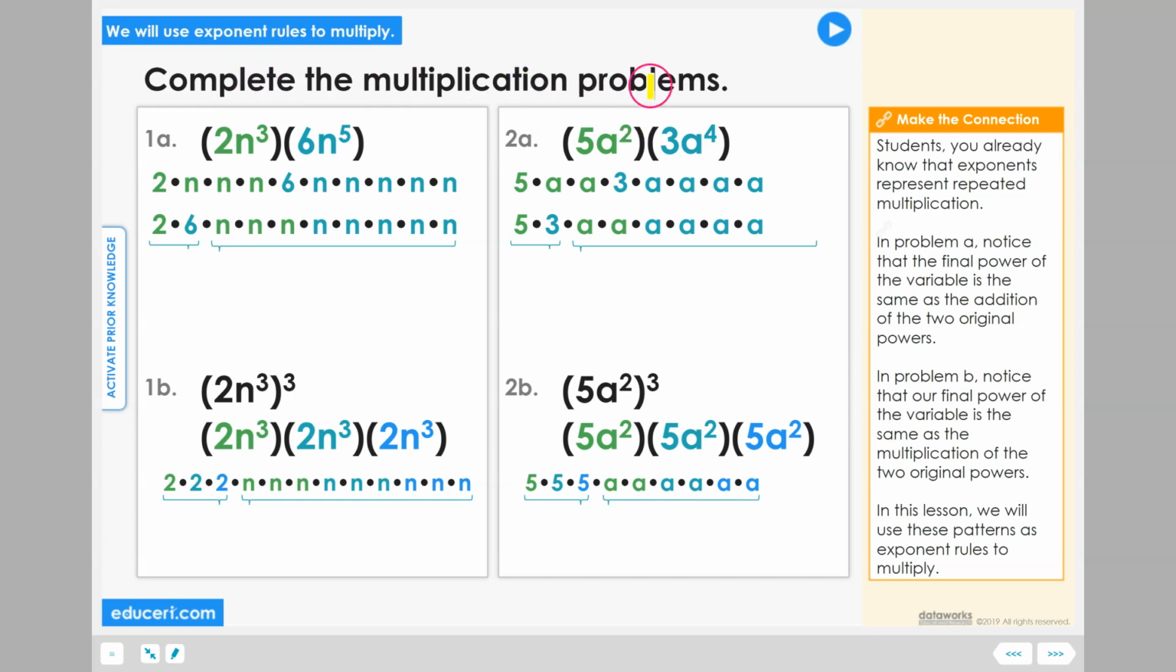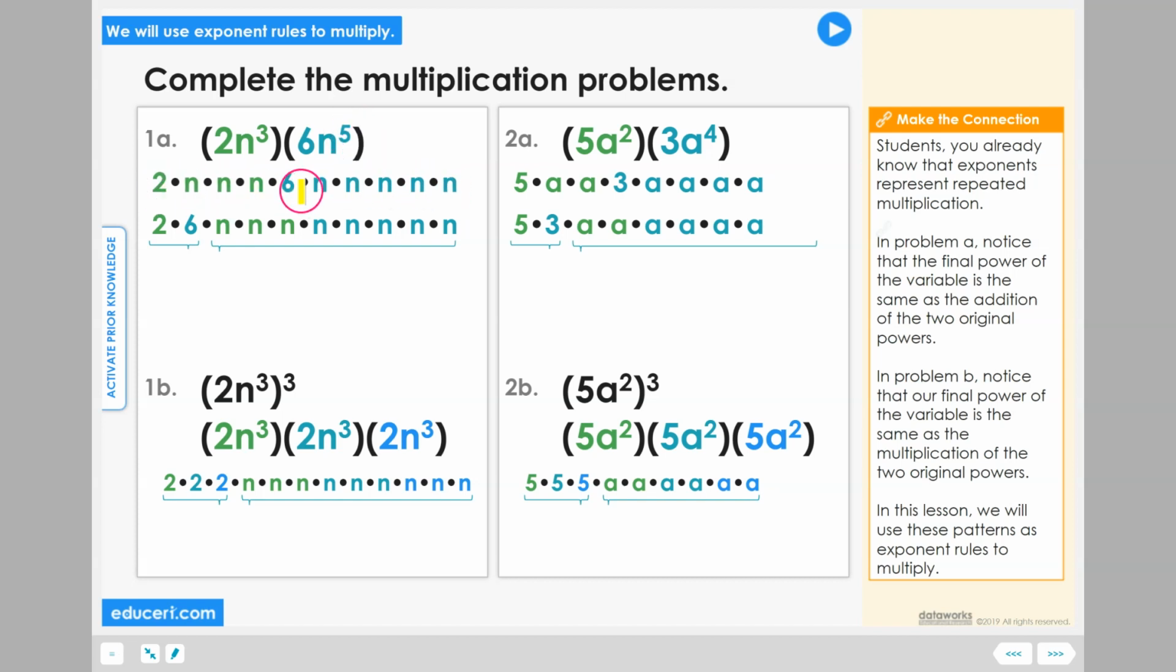Complete the multiplication problems. Number 1a, 2n to the third times 6n to the fifth. And if we expand out these exponents, 2n to the third is the same thing as 2 times n times n times n. The next term would expand out to 6 times n written down 5 times. We can multiply in any order.